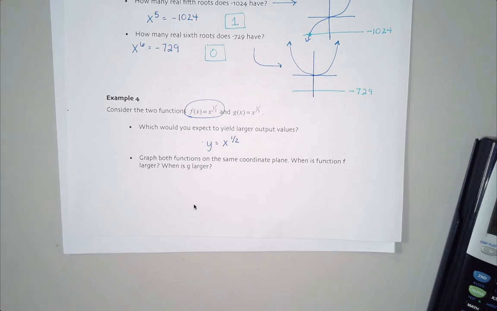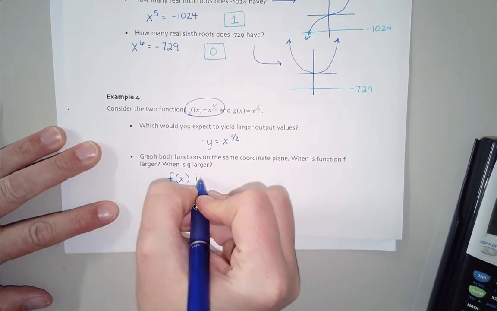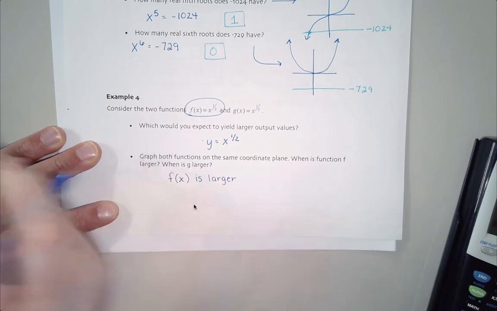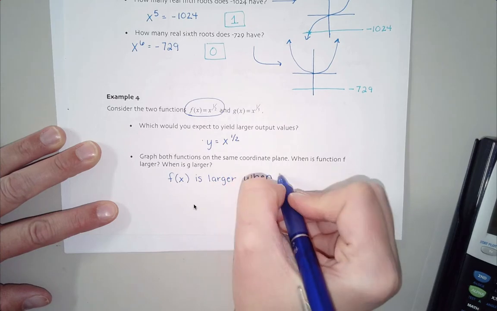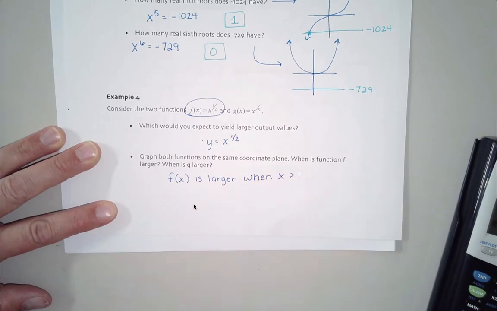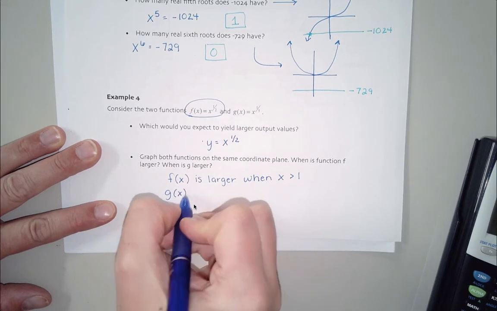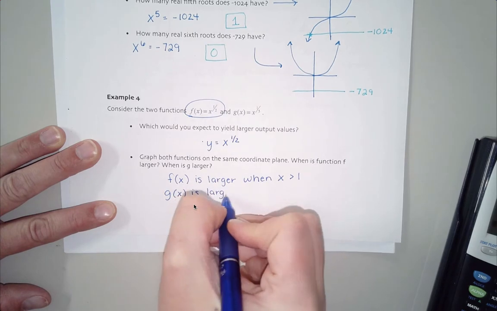So when I look at that question on your notes, let me just get back to that here quick. Okay, when is function f larger? When is function g larger? I would say f of x is larger everywhere beyond 1. Okay, everything bigger than 1. g of x is larger for that little twilight zone area between 0 and 1.